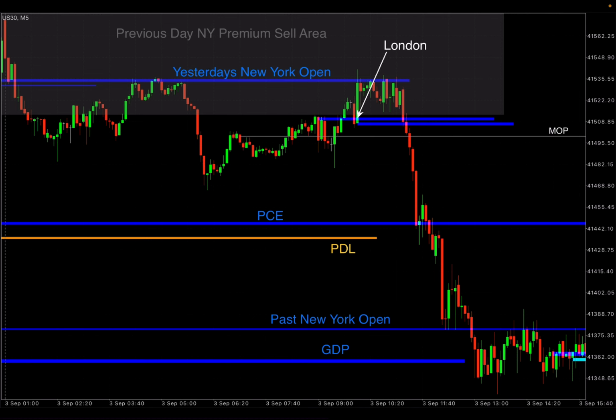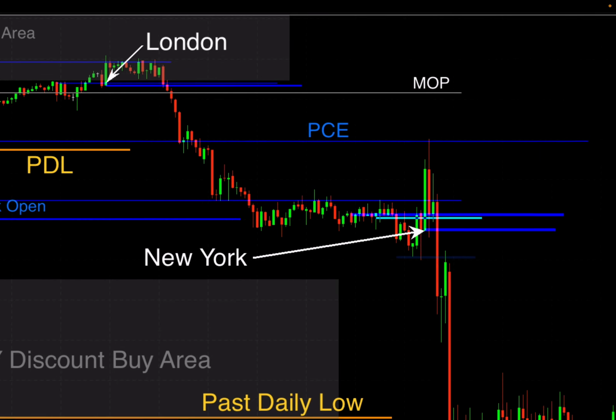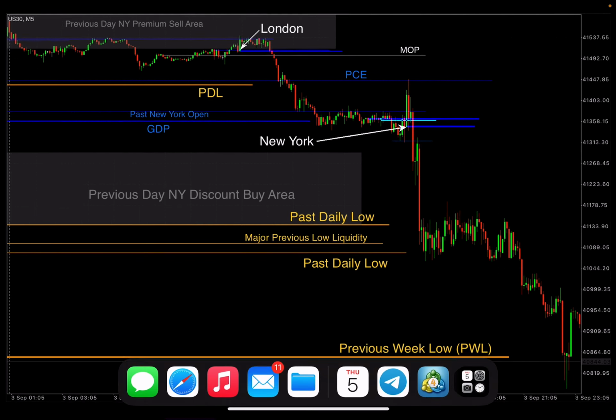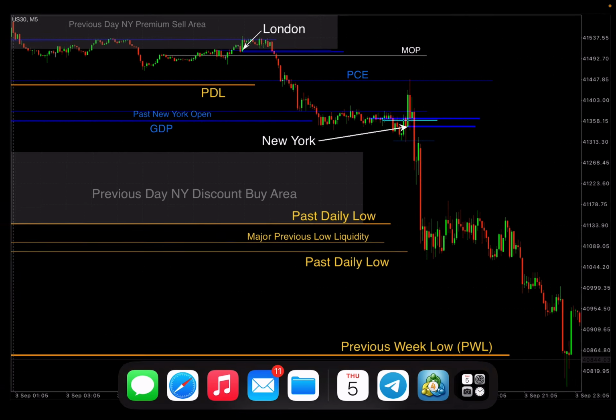And then the New York traders come in, retrace back up to the PCE level and the previous day low to find support and resistance and continue the downwards move. Now we can go to the chart and just go over that.